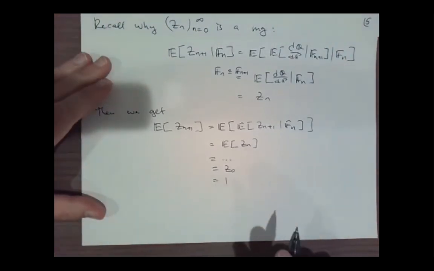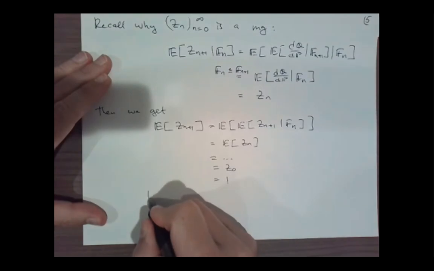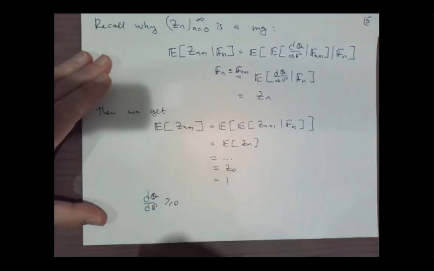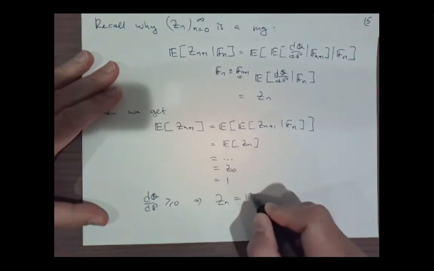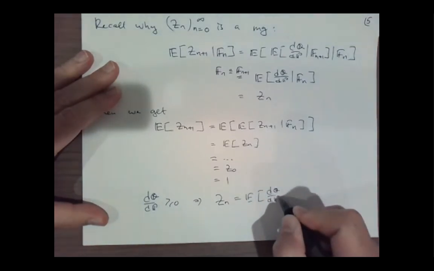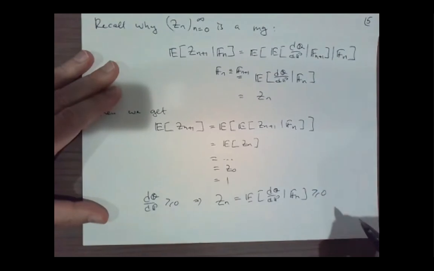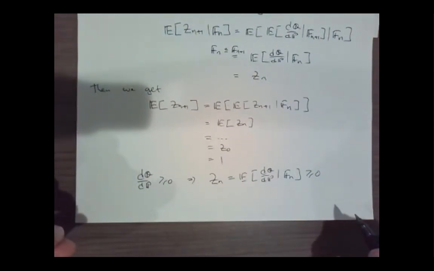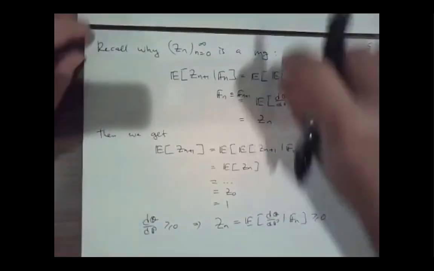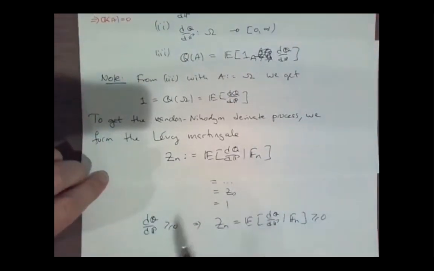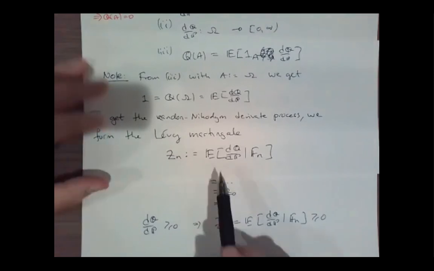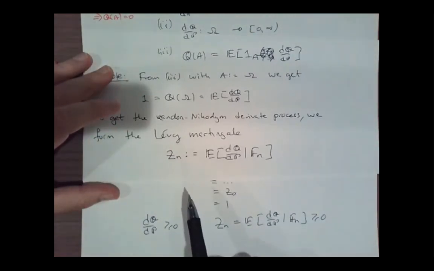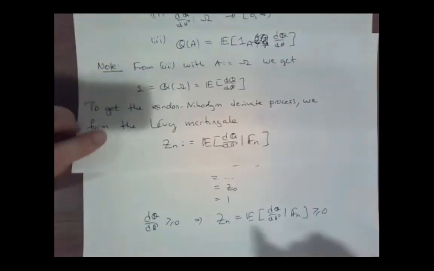So that was one thing. Another thing we get is, I know that dQ/dP was non-negative. So this will also imply that Zn, being the conditional expectation of dQ/dP given Fn, is also going to be non-negative. So my Radon-Nikodym derivative process, this conditional expectation here, is a martingale. It has expectation 1, and it's non-negative. What kind of examples of a Zn could I have in mind? Well, the one we have in a binomial model.